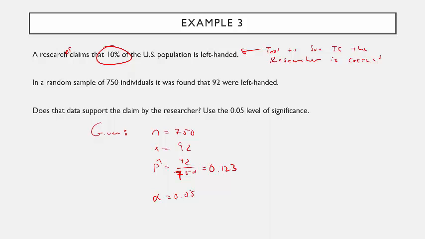Notice this one's a little weird because there's no keyword here that says it's gone up or it's gone down. So here's what's going on. The researcher is saying it's 10%. The only way the researcher could be wrong is that it's not 10%. If it's not 10%, that sounds like a not equal to. So this is going to be a two-tailed test.